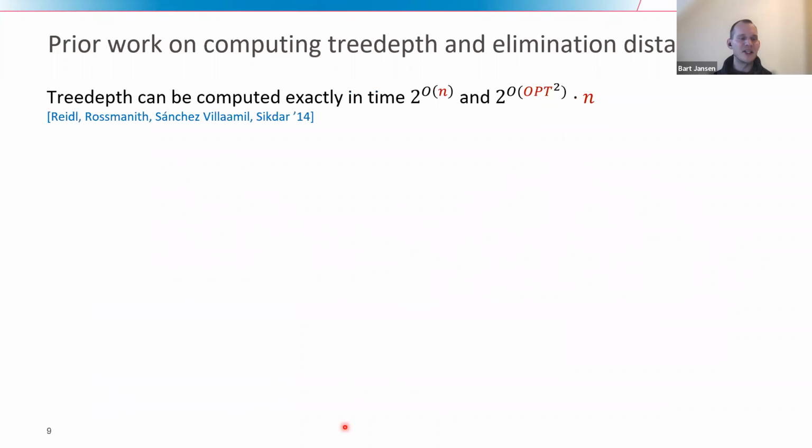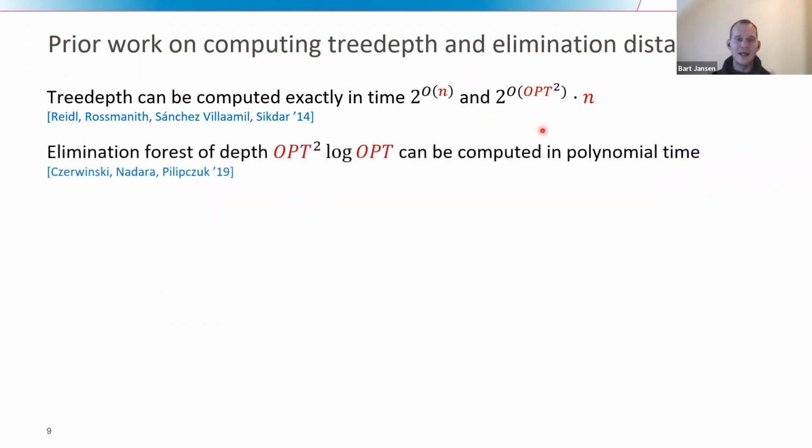Let me tell you a little bit about prior work on computing the treedepth and elimination distance values. The treedepth can be computed exactly in time 2 to the order n. There's also a fixed parameter tractable algorithm for it. And there are also polynomial-time approximation algorithms that, given a graph, compute an elimination forest encoding a sequence that eliminates to an empty graph in polynomial time. And this is a poly-opt approximation.